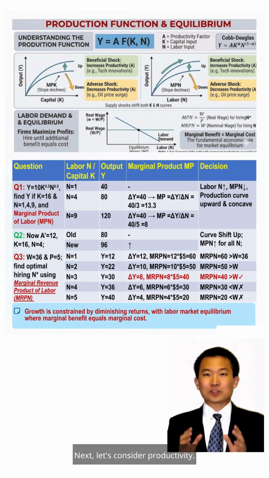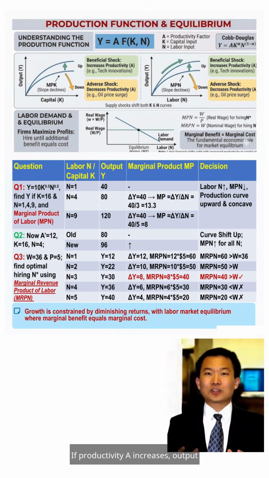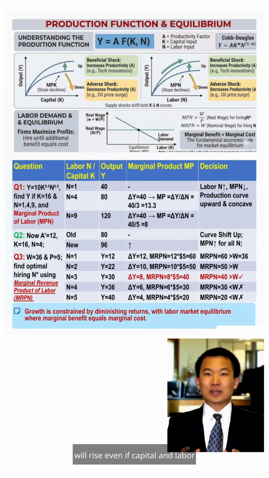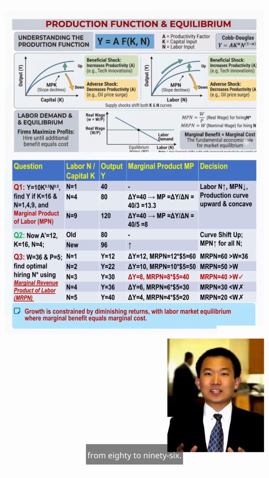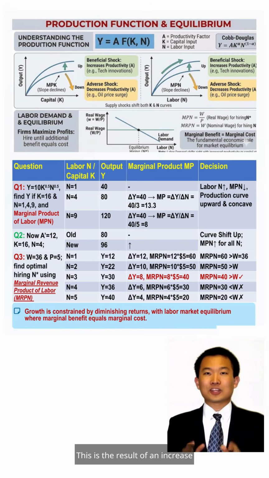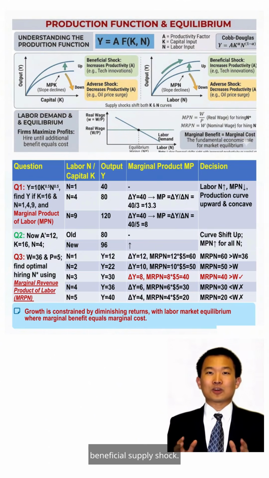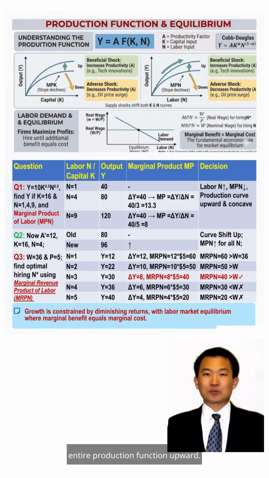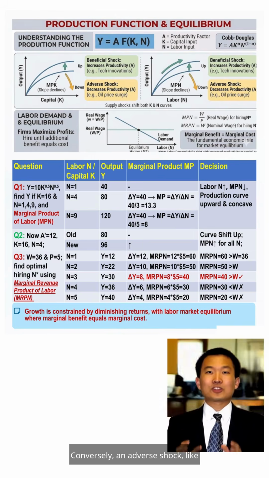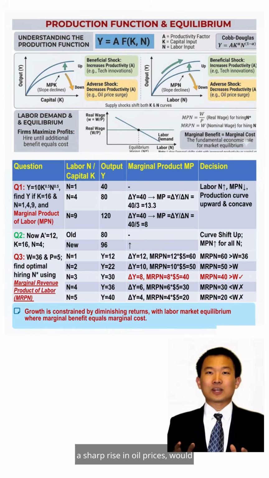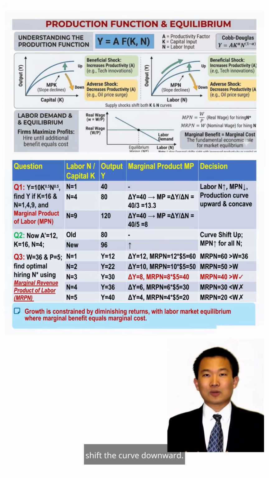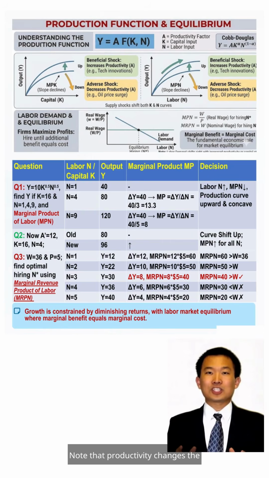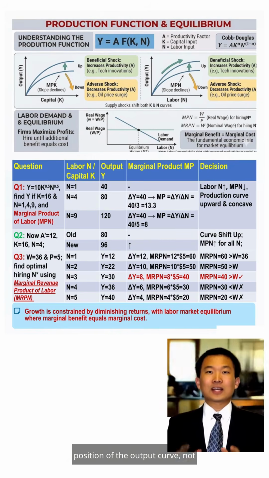Next, let's consider productivity. If productivity A increases, output will rise even if capital and labor remain unchanged. In problem 2, output increases from 80 to 96. This is the result of an increase in efficiency A. This situation is called a beneficial supply shock. For example, a breakthrough in industrial robotics would shift the entire production function upward. Conversely, an adverse shock, like a sharp rise in oil prices, would shift the curve downward. Note that productivity changes the position of the output curve, not its shape.